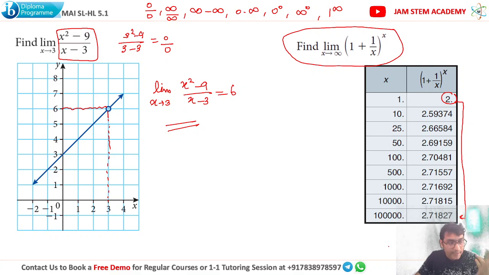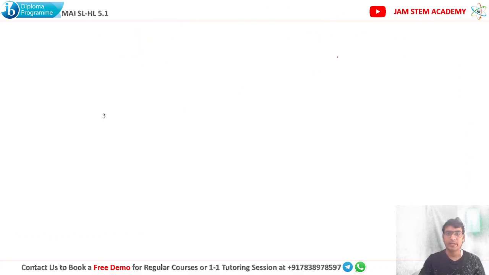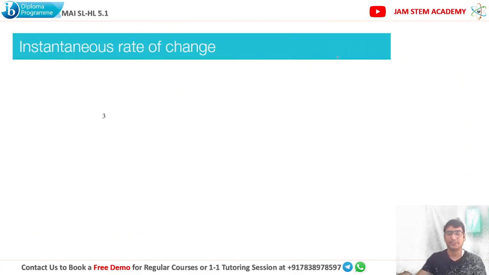If you take x as 1 million, 10 million, 100 million, you will find that the value of the function is approaching 2.71828 something. So what can I say? That's my limiting value, right? When limit x approaches infinity, it means a very, very, very large number, and the value of this function approaches 2.7182818. Okay.